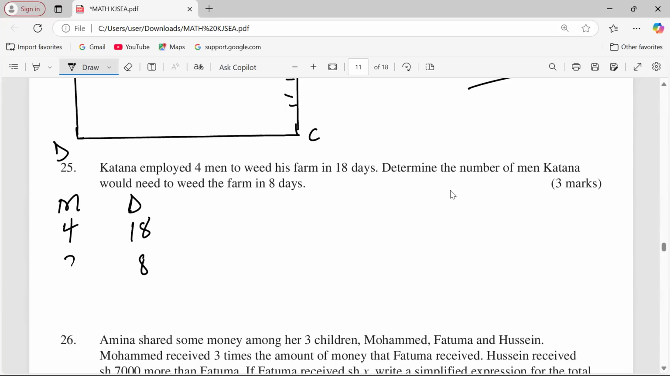So ours is to ask ourselves, now we are varying the number of men in the ratio of days. If men are 4, they would work for 18 days. So for these men to work for fewer days, they are supposed to be more. So we increase the number of men in the number of days. So we need more men for the days to reduce. So it will be 18 over 8.